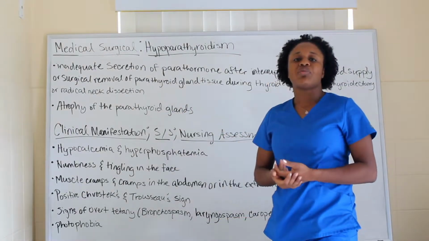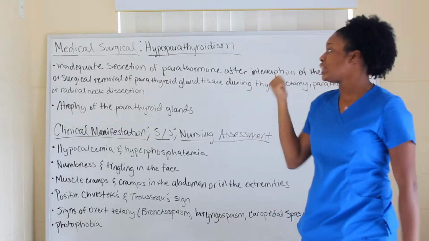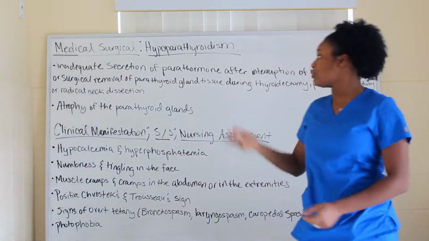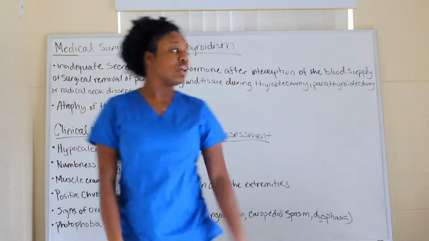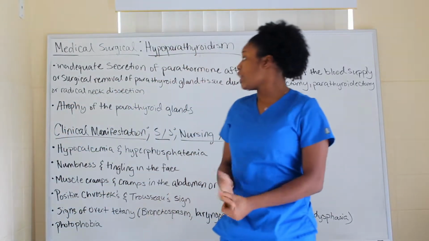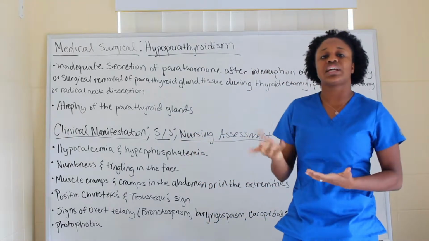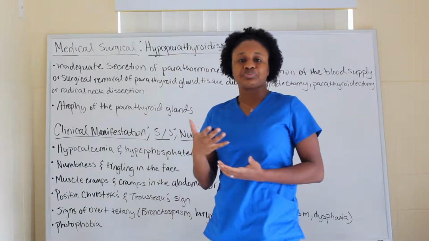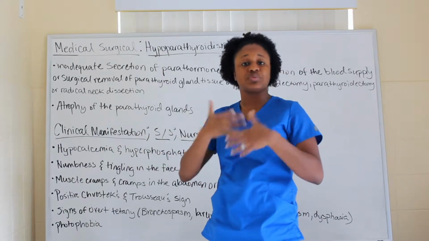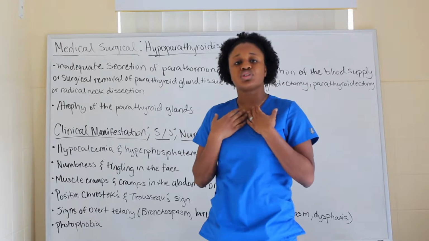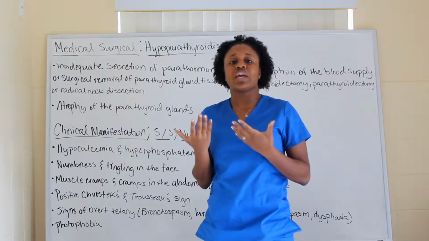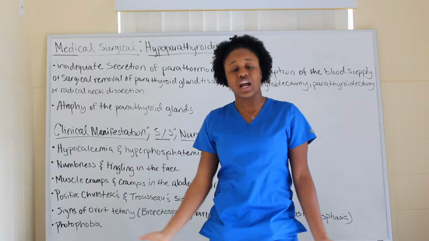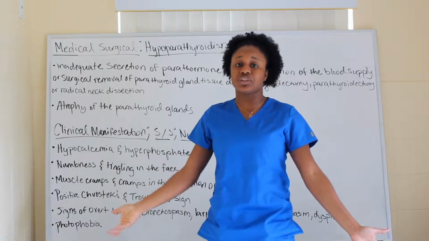All right, so now we're going to go ahead and talk about what hypoparathyroidism is. It is an inadequate secretion of the parathyroid hormone after interruption of the blood supply, or it could be because of a surgical removal of the parathyroid glands during a thyroidectomy, either a parathyroidectomy or a radical neck dissection. Now, again, like I said before, the parathyroid gland sits behind the thyroid gland, and when something is going wrong with the thyroid gland and it's producing too much of the thyroid hormone, and they have no other choice but to get rid of it, there's not really a way to keep the parathyroid intact, because behind the thyroid gland is the parathyroid. And if the thyroid is the problem and they remove it, then the parathyroid is pretty much removed as well.